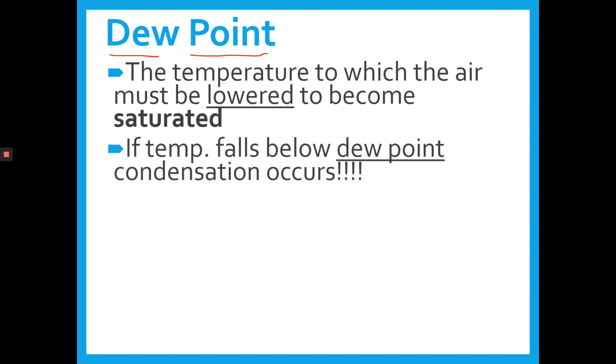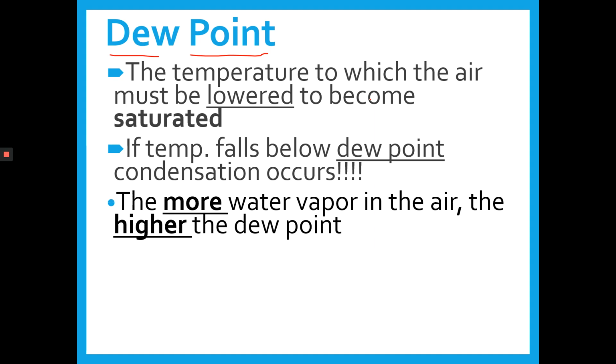If temperature falls below dew point, condensation occurs. So if the outside temperature falls below the dew point, you get this dew or condensation. The greater the amount of water vapor in the air, the higher the dew point. Okay, so a dew point of 75 tells me that there's more water in the air than a dew point of 25.